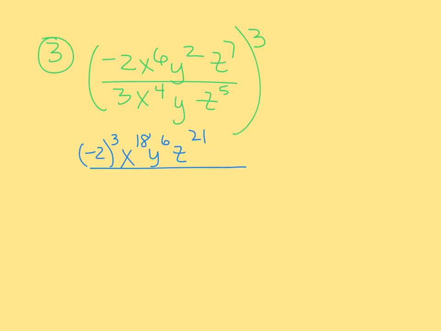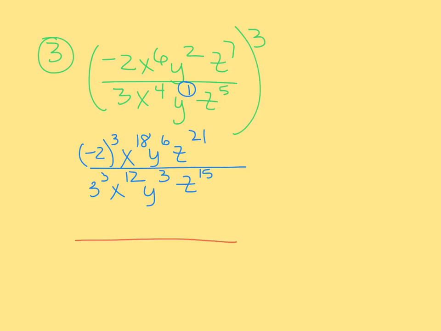Okay, now we're going to move to the bottom. And first of all, the coefficient is 3, and it's going to be cubed. And again, we'll come back and do those later. X to the 4th to the third is going to be x to the 12th. This y has an imaginary 1 on it, so 1 times 3 is y to the third. And then z to the 5 to the third is going to be z to the 15th. All right, so we've done our power to a power. So now we're ready to start simplifying, working with the coefficients, and so forth.